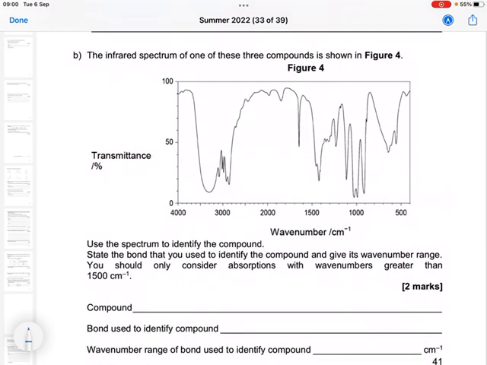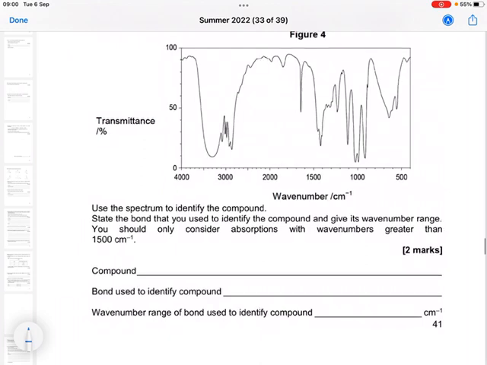Okay, part B. The infrared spectra of these three compounds is shown in figure 4. Use the spectrum to identify the compound. So we need to identify the compound, and state the bond that we used with the relative wave numbers. Okay, so there's a couple of bonds on here that we could use. If you look at your data sheet, we have an OH peak here. You've got to be careful with OH peaks because it could be in an alcohol or it could be in a carboxylic acid, and you need to state which one you're using. And then we've got another one here, which is the carbon-carbon double bond. So either of those would actually be okay.